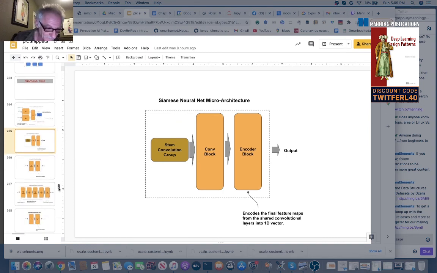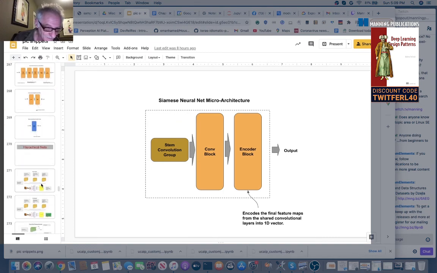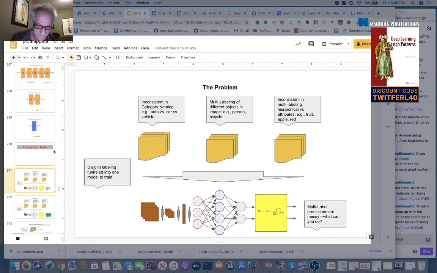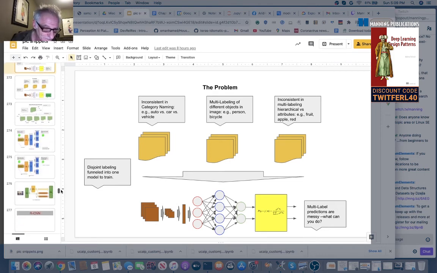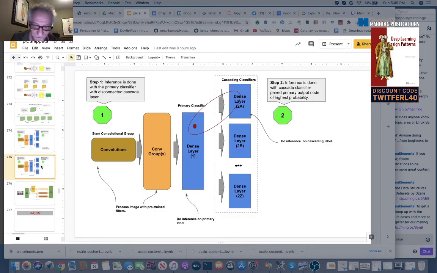So yeah, let's get past that. Hierarchical nets. Let me see if I can get a good picture here. Hierarchical nets is a special case of multi-labeled data.